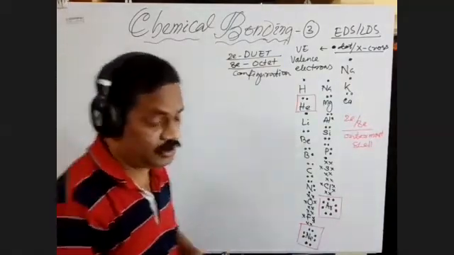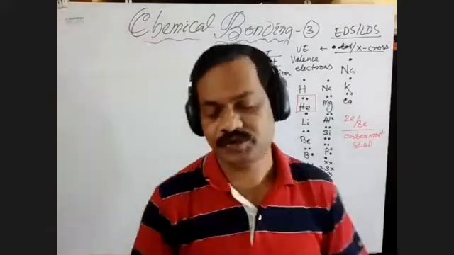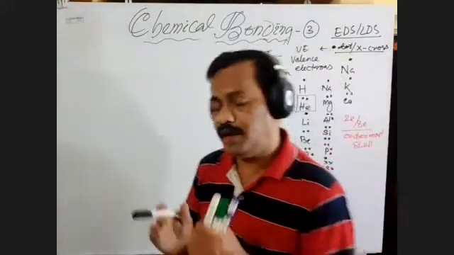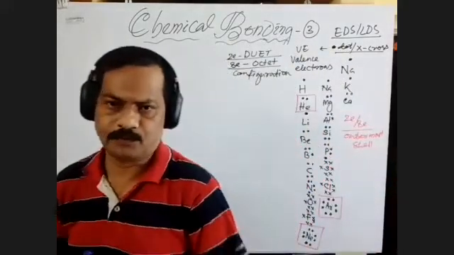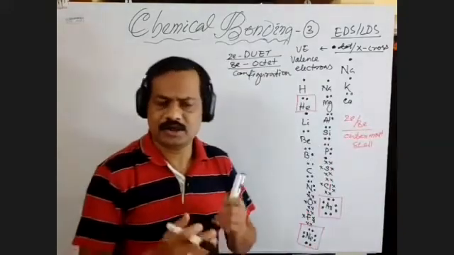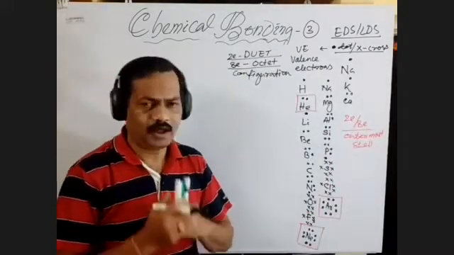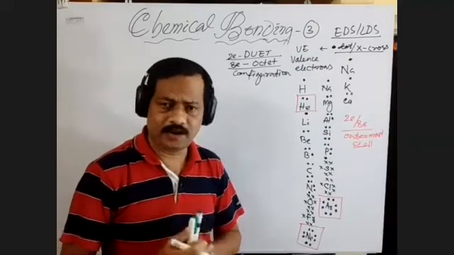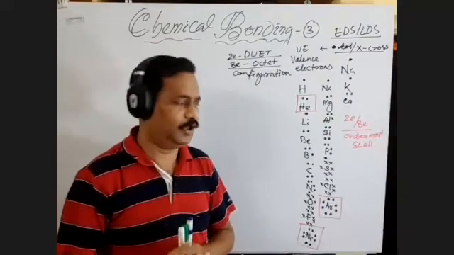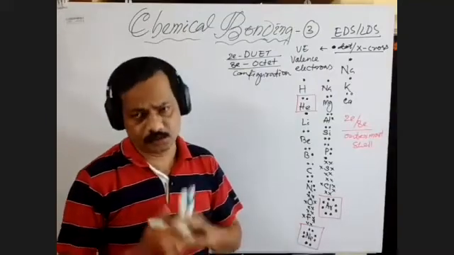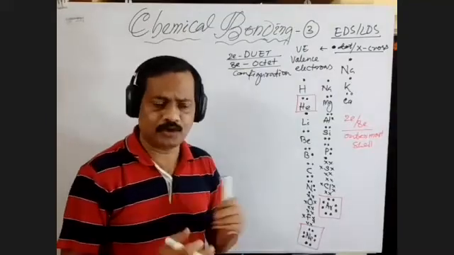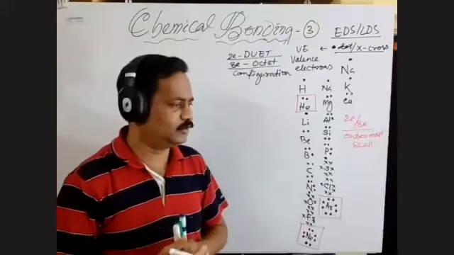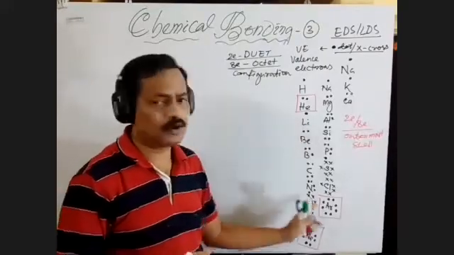stability. Because already we discussed in our previous class why atoms combine. We discussed that chemical species which have low energy are more stable. That's why molecules are more stable than atoms. Atoms are less stable. Why? Because of their configuration.